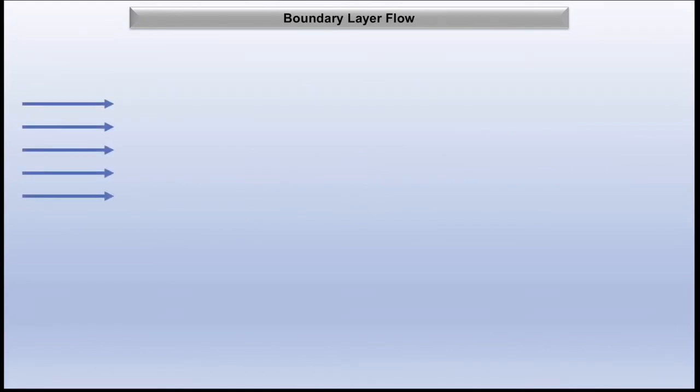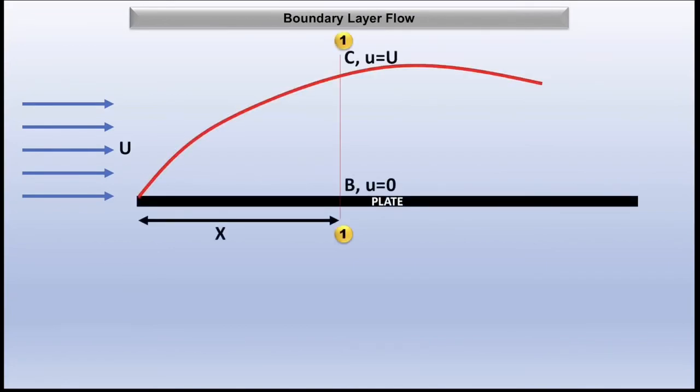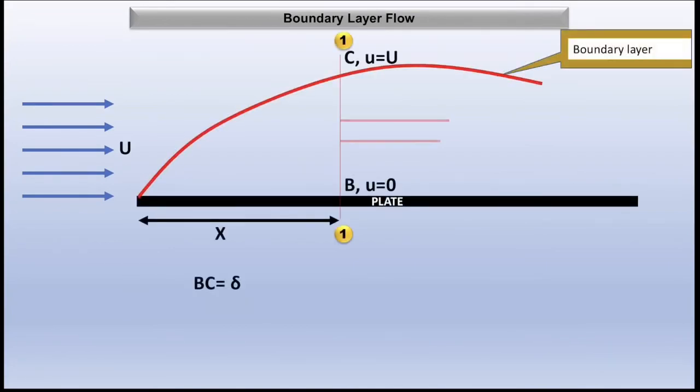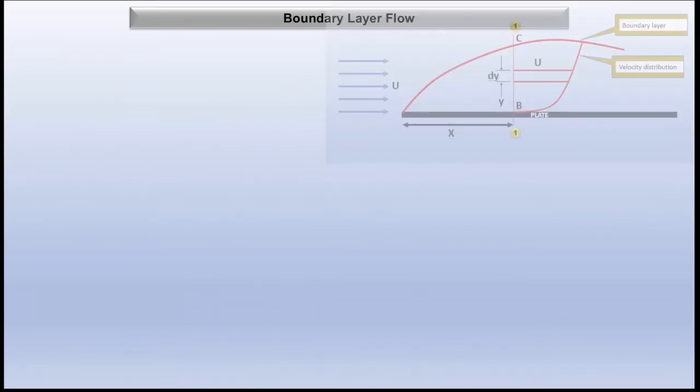And again, making the same assumption that we have seen earlier, the free stream fluid is flowing over the thin plate, and we are considering a very small elemental strip of thickness dy at a distance y from the solid plate. The area of this small strip, as we have already seen, is b into dy. So we need to calculate the momentum of the fluid mass flowing through the elemental strip.